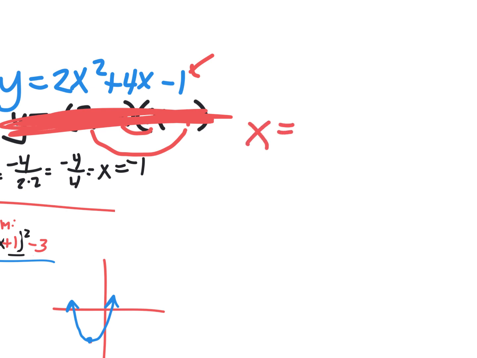Quadratic formula. Everybody use the quadratic to get the x-intercepts. They're going to look weird. They're going to have a square root in it because the quadratic formula has a square root.